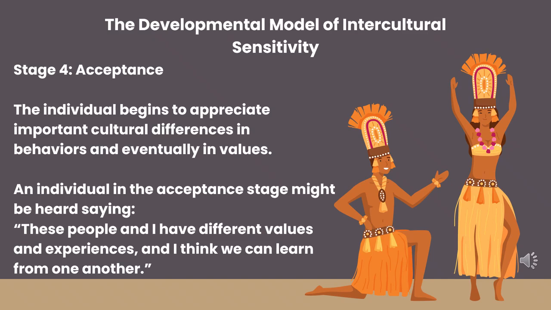They believe that deep down we are all the same. The fourth stage of the developmental model of intercultural sensitivity is acceptance. The individual begins to appreciate the importance of cultural differences in behaviors and eventually in values. An individual in the acceptance stage might be heard saying, "These people and I have different values and experiences, and I think we can learn from one another."